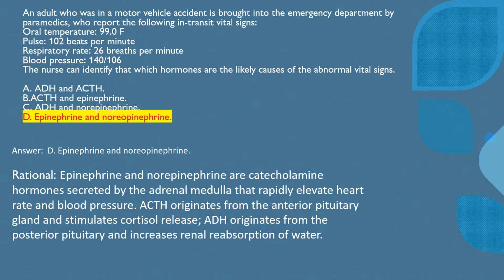Answer: D. Epinephrine and norepinephrine. Rationale. Epinephrine and norepinephrine are catecholamine hormones secreted by the adrenal medulla that rapidly elevate heart rate and blood pressure. ACTH originates from the anterior pituitary gland and stimulates cortisol release. ADH originates from the posterior pituitary and increases renal reabsorption of water.